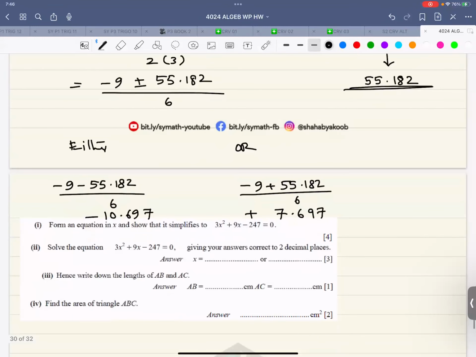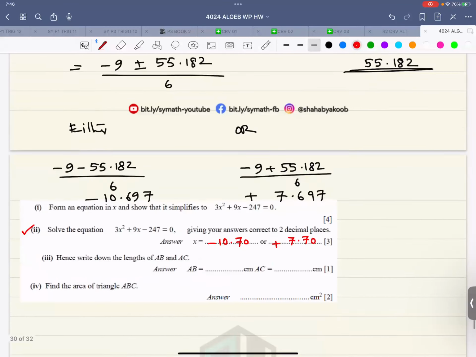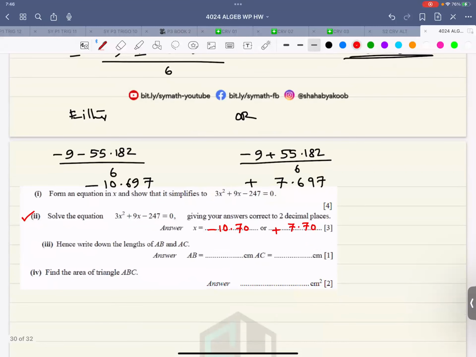Therefore, the answer for this x, I'll write it over here. That is 2 decimal places, negative 10.697, 10.70. And this is positive 7.697, 7.70. These are the two answers. We'll write both the answers. Now, when we move to the next part, reject the negative value, length cannot be negative. So use this value for part 3.